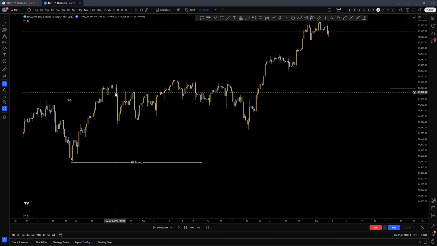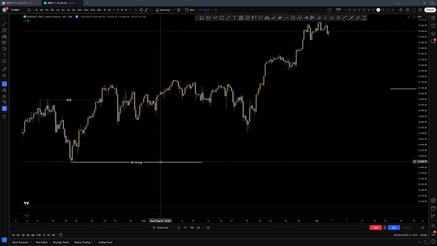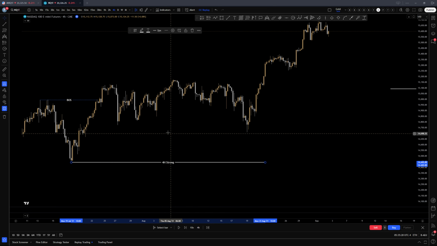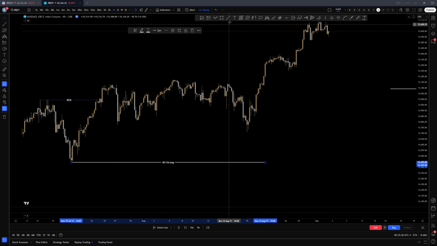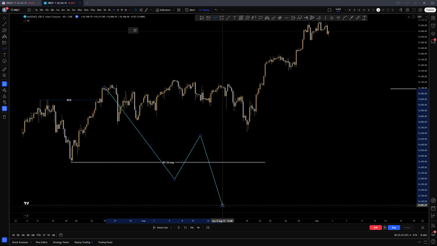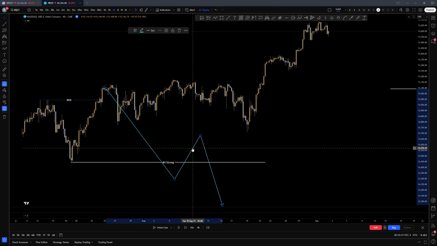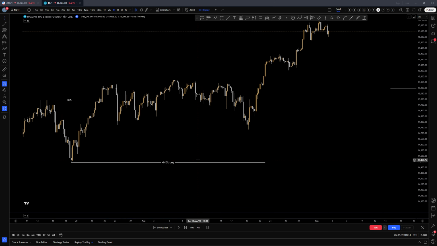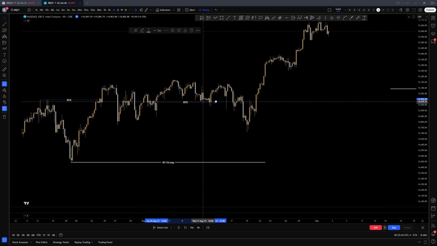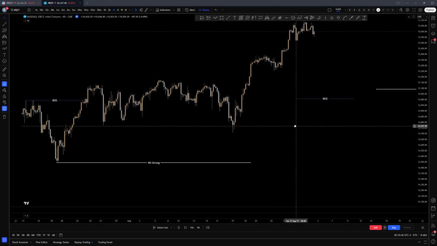So when we get the pullback, unless we break below this low, this strong low, we're still bullish, okay? If we break the low, if we came down now and did this, then we might switch bearish, right? But that is not what's happening at the moment. So now we want to keep going and tracking forward. Let's grab one of those for later use.